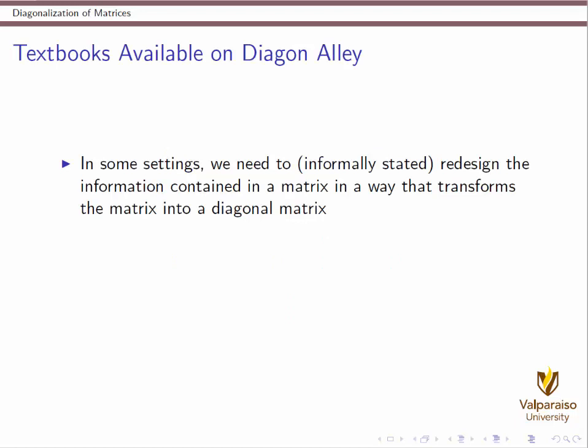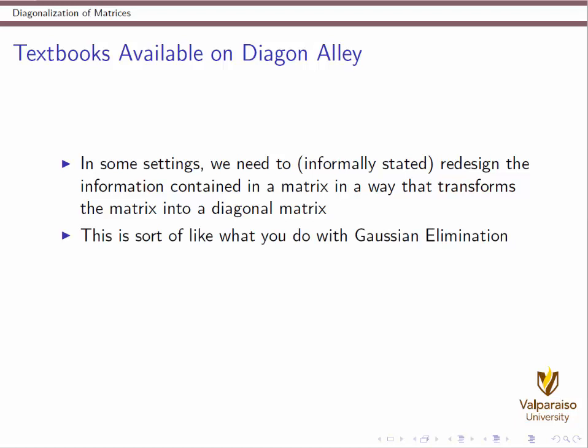There are some times in particular mathematical settings when we need to do a thing which I'll describe informally as redesigning the information contained in a matrix in a way that changes the matrix into a diagonal matrix. Now, a diagonal matrix, you should remember, is one that's got whatever entries it has down the diagonal, but zeros everywhere else. Now, you have done this before. When you do Gaussian elimination all the way down to reduced row echelon form on a square matrix, you try to take all the information in a matrix and distill it down into a diagonal result. So you've kind of done this conceptually before.